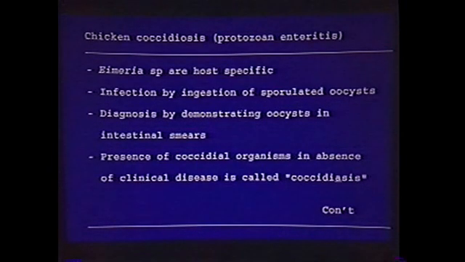Diagnosis of coccidiosis is by demonstrating large numbers of oocysts in intestinal smears. A smaller number of oocysts, just a few, without much damage, without mortality, without damage to the intestine, is referred to as coccidiasis rather than coccidiosis.